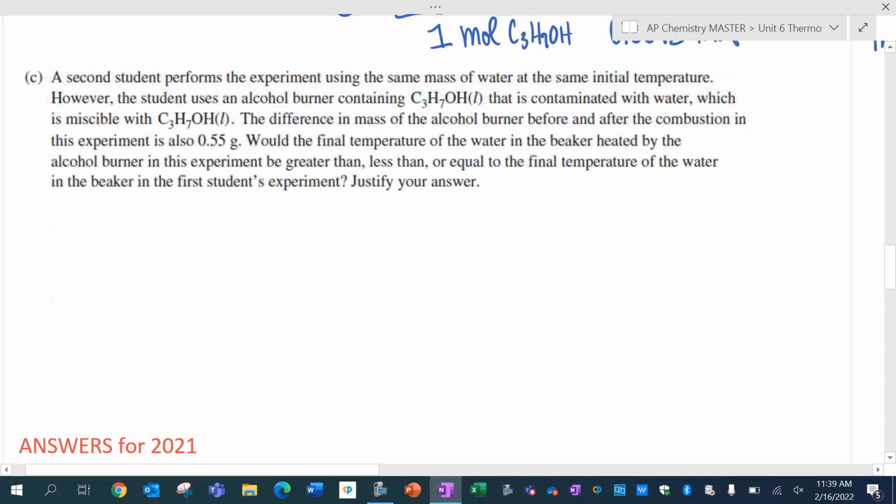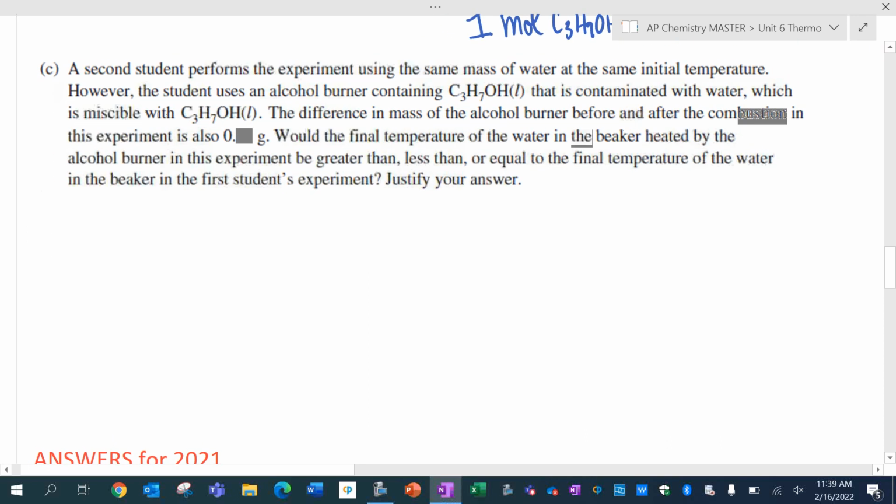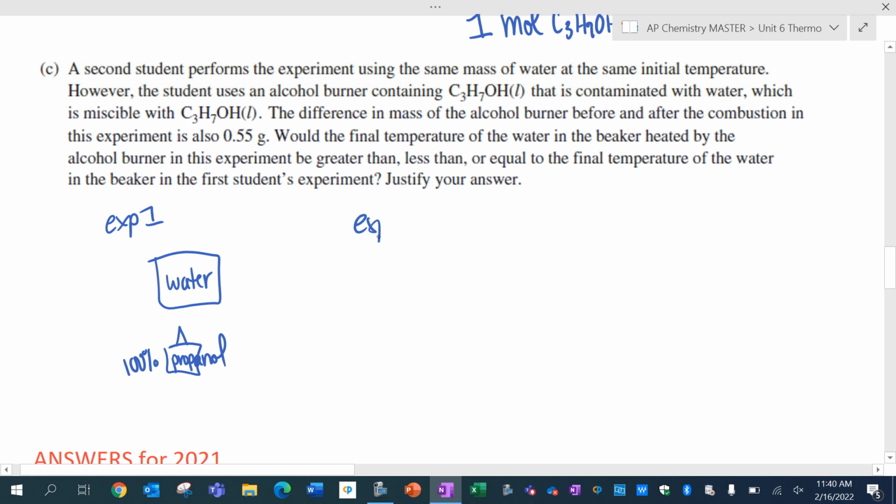All right, so now let's look at the last question, which is basically an error analysis question here. So imagine that we have the same mass of water, same initial temperature, but you have a sample that's contaminated with water. So imagine, experiment 1 has down here your just pure propanol. So this down here is 100% propanol. That's experiment 1, and you're heating up your water up here. And then in experiment 2, you have the same scenario with the same amount of water, same initial temperature, that's all the same. But what's different in experiment 2 is your propanol is contaminated.